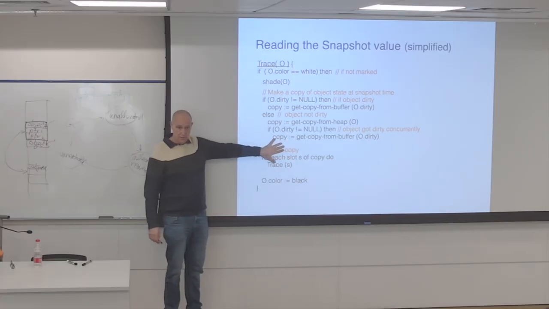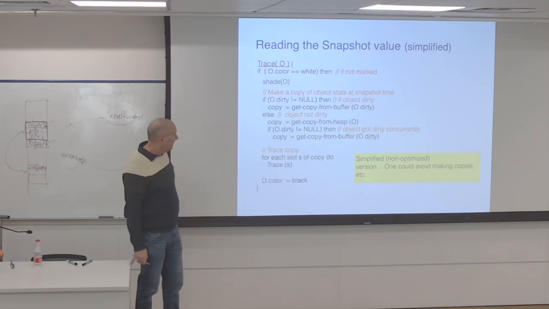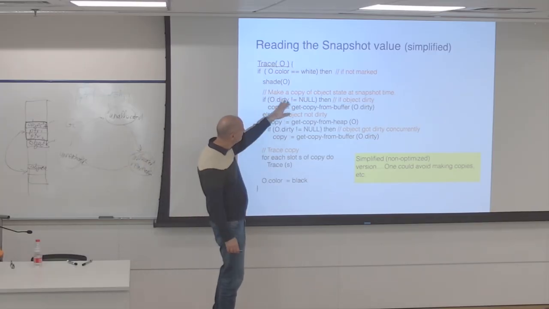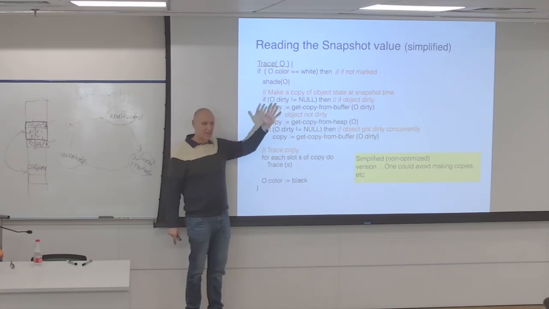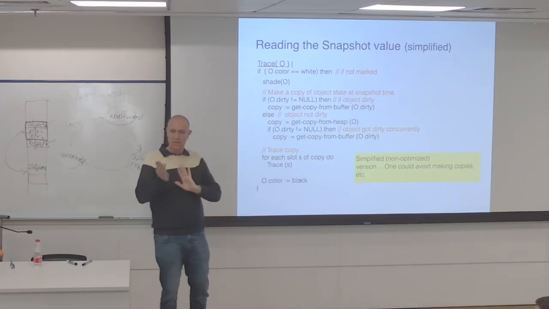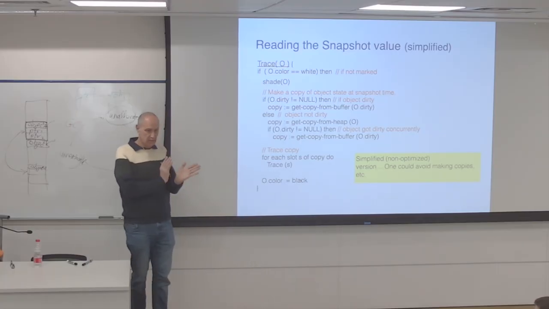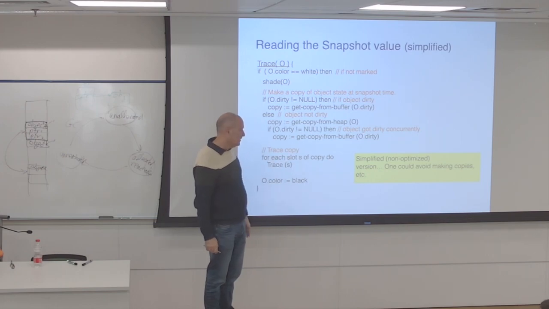This is the collector's way of checking how to traverse. And this is, of course, simplified. You don't really want to copy everything all the time, but this is a correct way, and I don't want to start optimizing here and make it more confusing. So there are better ways to do this.